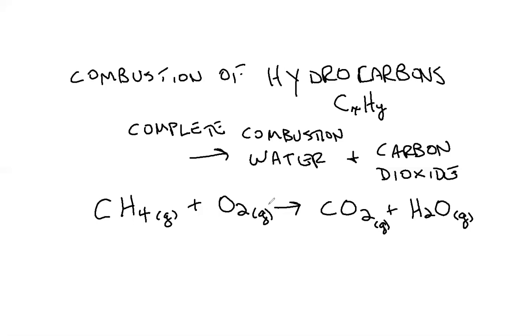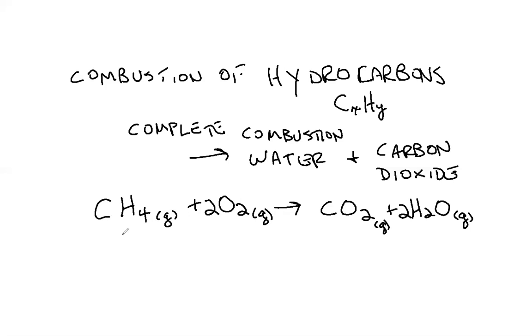So 1 carbon, 1 carbon. We have 4 hydrogens. We need 4 hydrogens. Put in a coefficient of 2. That gives us 2 oxygens plus 2, a total of 4 on the product side. To get a total of 4, we put in our coefficient of 2, and we're balanced.